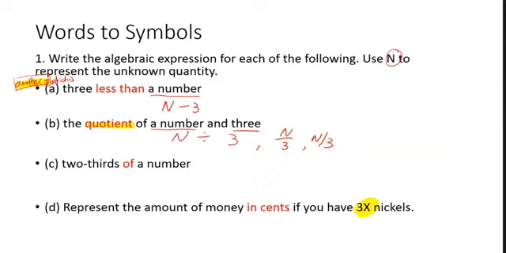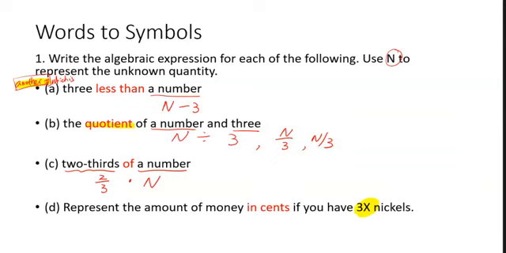Now the next one, we have a keyword of. So we need to know of here means multiplication. So first of all, 2/3, we write it as a fraction. A number, we use the letter n to describe it. So what number is 2/3 of a given number? It's 2/3 times n.